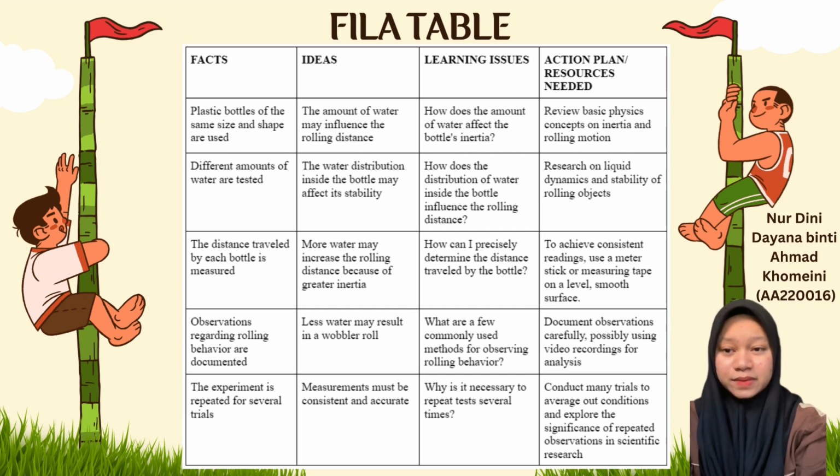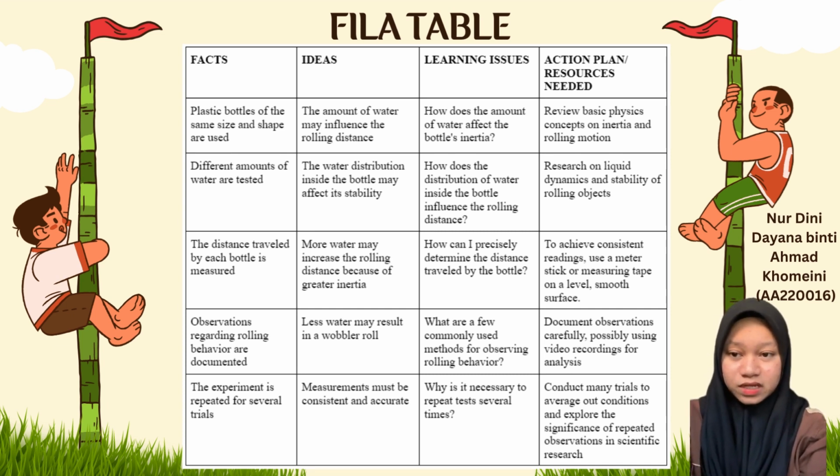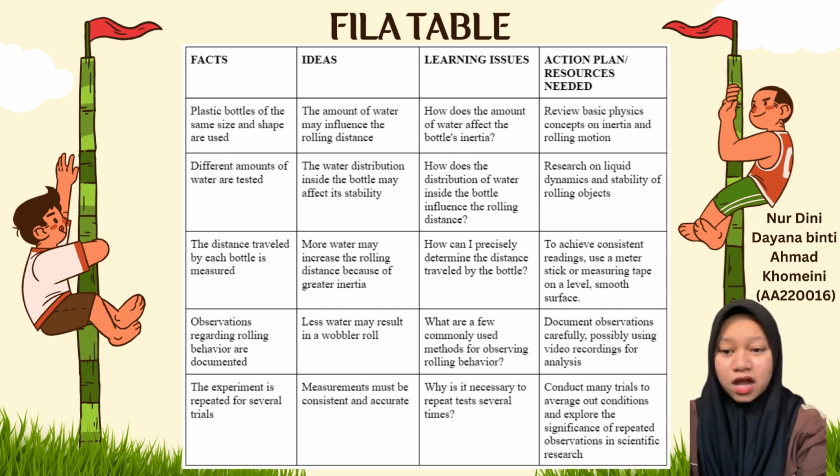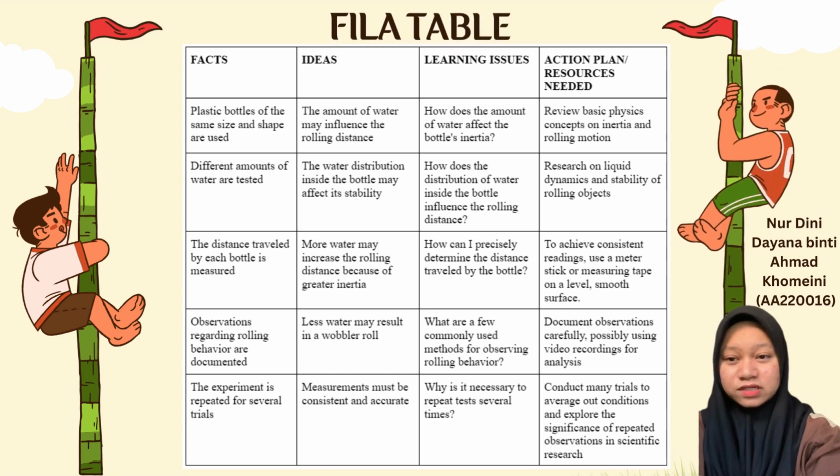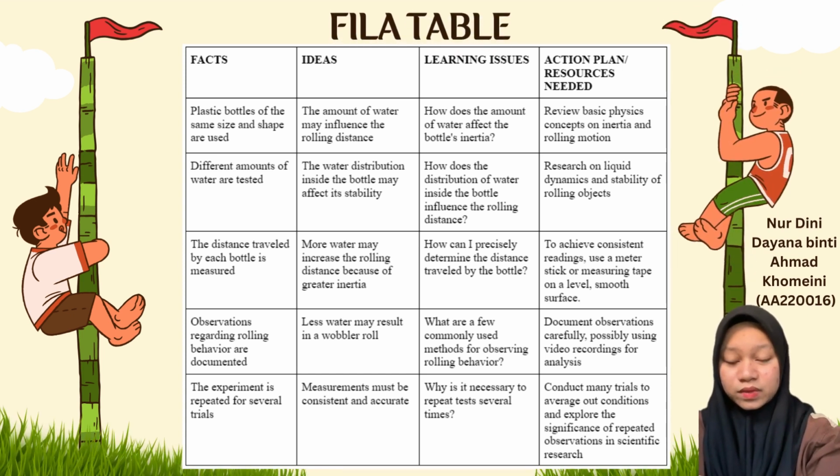For point number 3, the fact is the distance traveled by each bottle is measured. For ideas, more water may increase the rolling distance because of greater inertia. Learning issues: how can I precisely determine the distance traveled by the bottle? For the action plan, we need to achieve consistent readings, using a meter stick or measuring tape on a level, smooth surface.